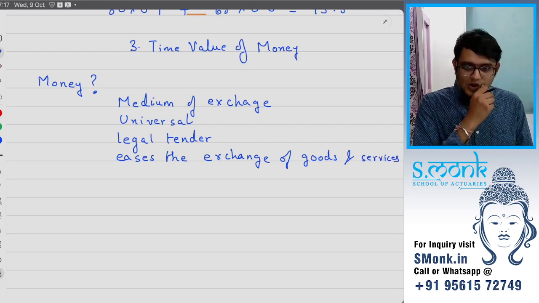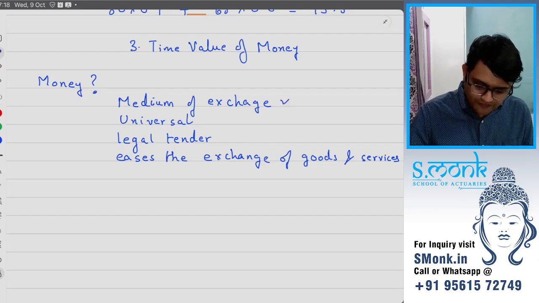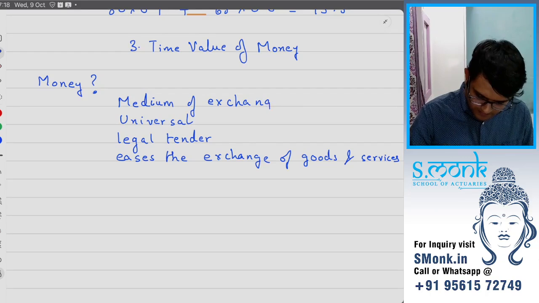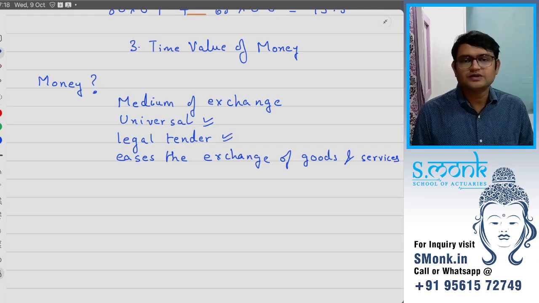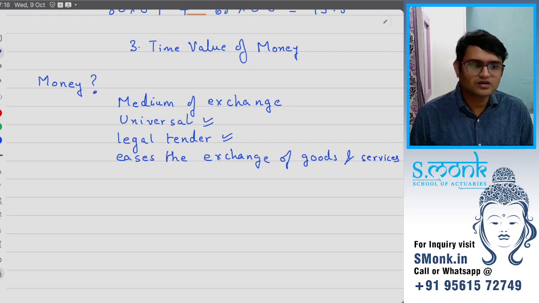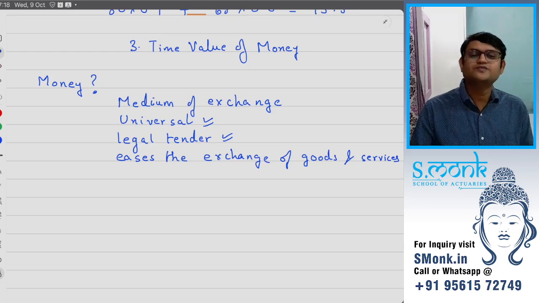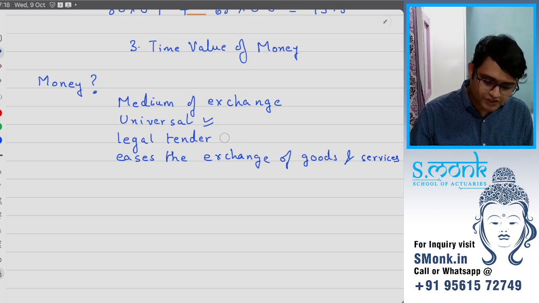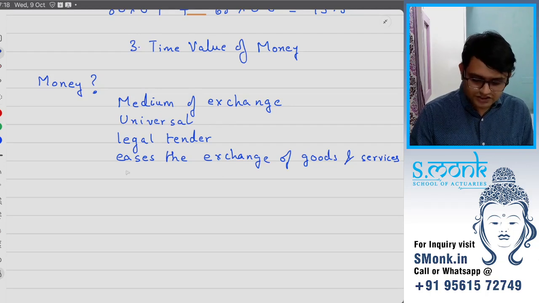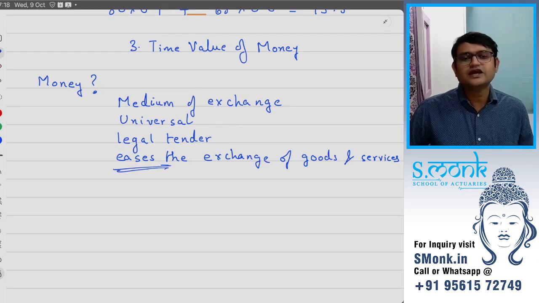Right. So more or less we have covered it. It's a medium of exchange. It is universal. Everybody understands money. It's a legal tender. That means it is recognized by everybody, recognized by the government. It's a legal thing. Although you might say there are bitcoins and stuff that are not really recognized by the governments, so that comes into non-legal tenders. And then it eases the exchange of goods and services. This is the use of that money.